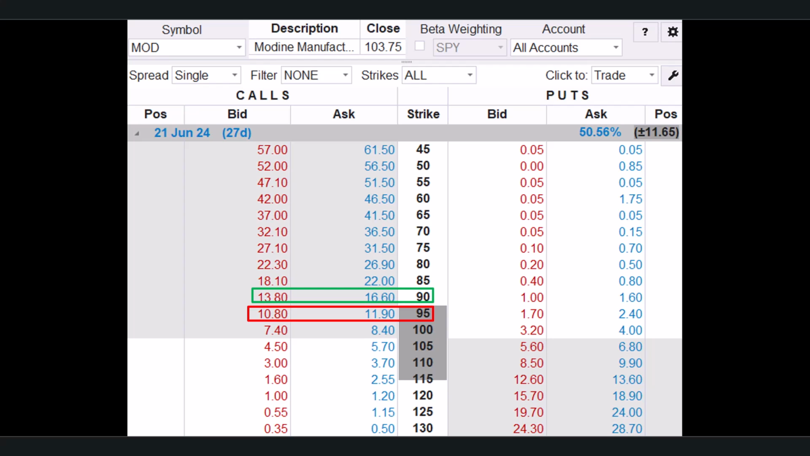For this spread, we want to buy to open the MOD June 21 90 strike call and sell to open the MOD June 21 95 strike call. We're going to base our entry prices on the midpoint between the bid and ask prices. That means we'll buy the 90 call for $15.20 and sell the 95 call for $11.35. $15.20 minus $11.35 equals $3.85. So the entry price or debit cost for the spread is $385.